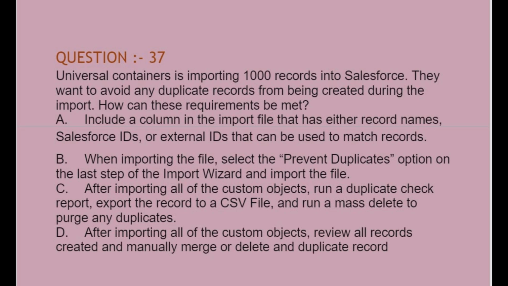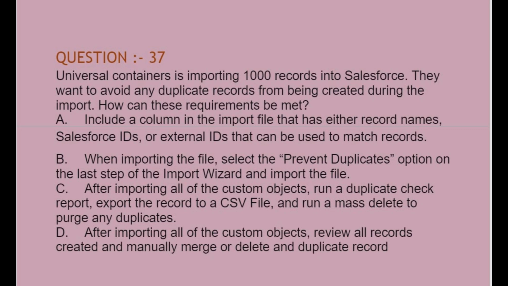Option A, include a column in the import file that has either record names, Salesforce IDs, or external IDs that can be used to match records. Option B, when importing the file, select the Prevent Duplicates option on the last step of the import wizard and import the file. Option C, after importing all of the custom objects, run a duplicate check report.